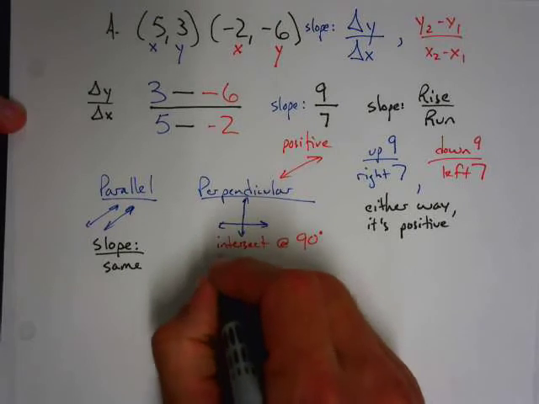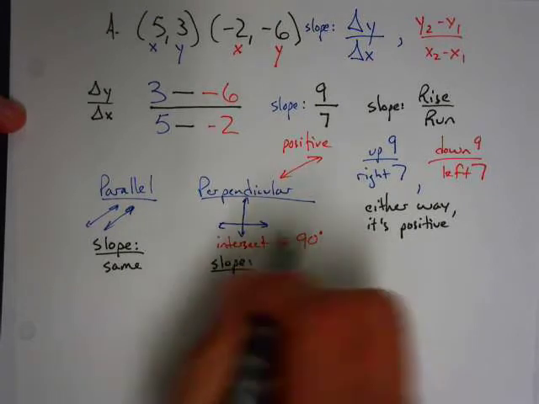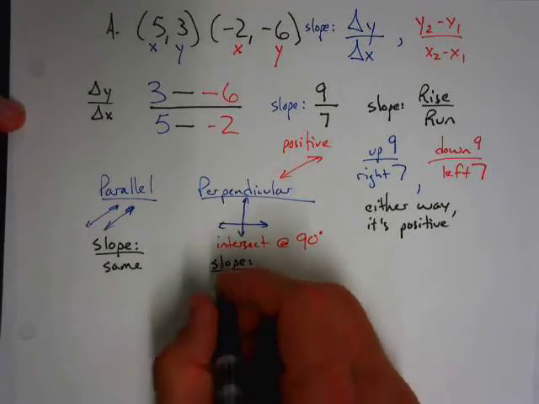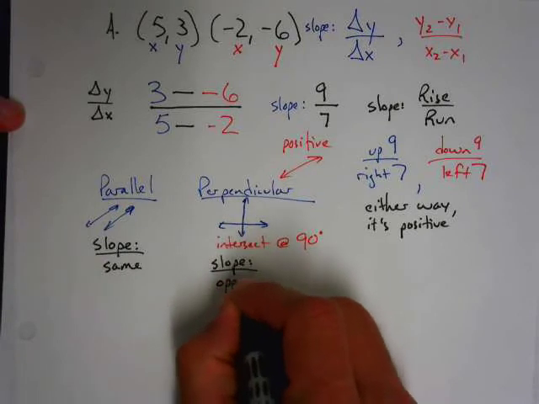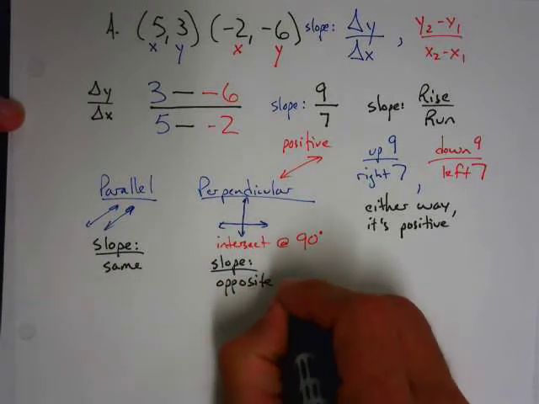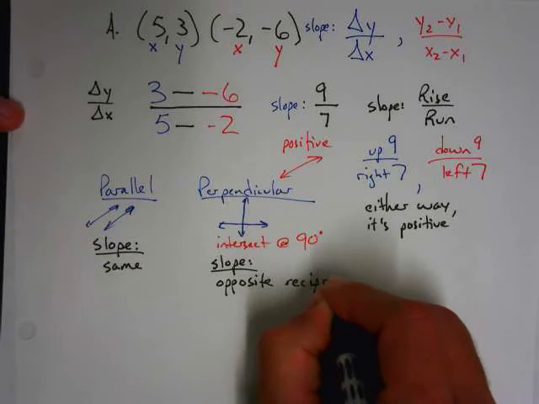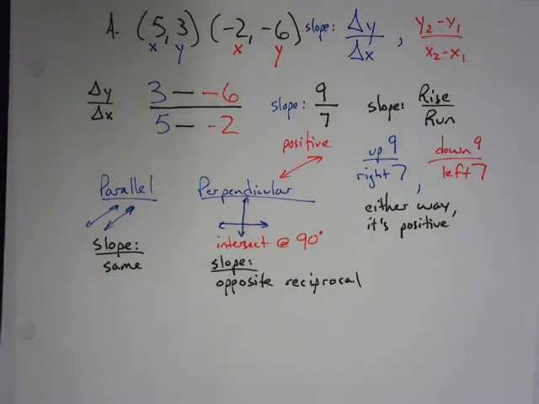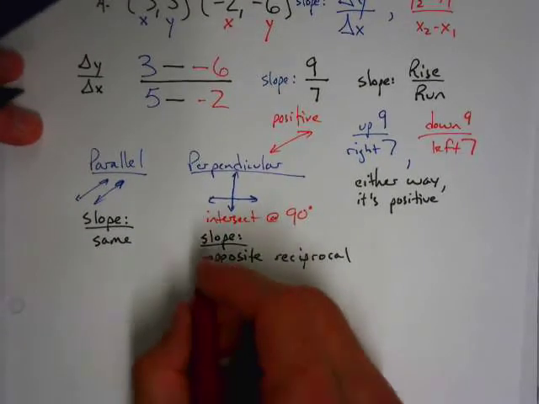So what does it have to do with slope? Parallel lines have the same slope. Perpendicular lines have opposite reciprocal slopes. Opposite reciprocal slopes. Okay, so that's how perpendicular lines operate. Then I know what you're thinking. What is opposite reciprocal? It's too much vocabulary and too many syllables, quite honestly. What is opposite reciprocal all about?